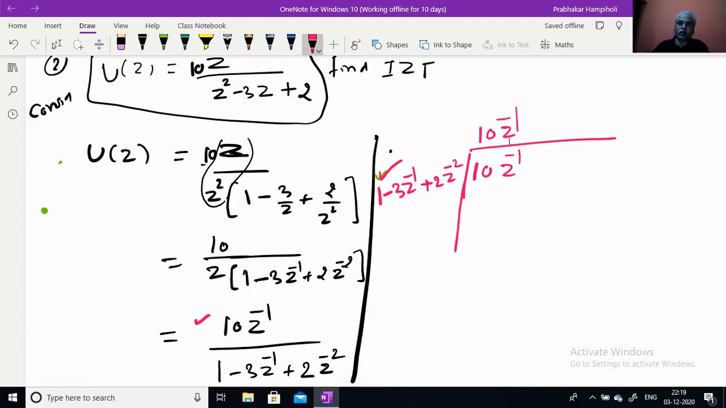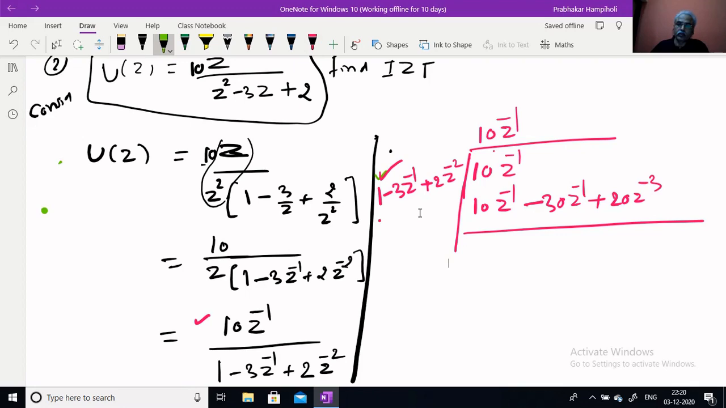As in the usual division of polynomials, first term 10 times z raised to minus 1. Minus second term, you multiply here and get 30 times z raised to minus 2. Third term 10 into 2, 20, z raised to minus 1 times z raised to minus 2 gives z raised to minus 3, plus 20 times z raised to minus 3. Now in the usual way, when you subtract, these two terms will get cancelled.